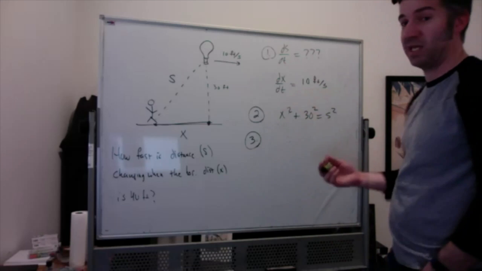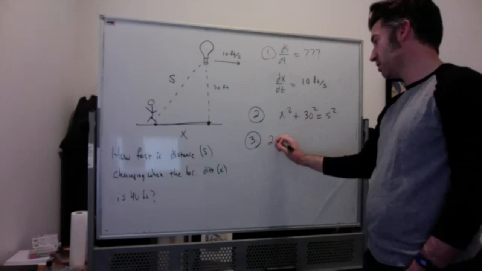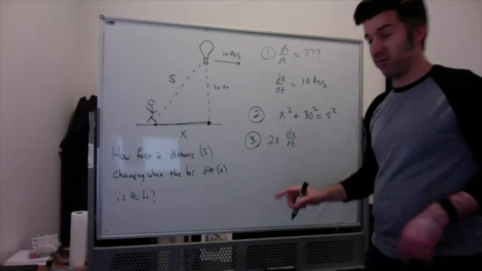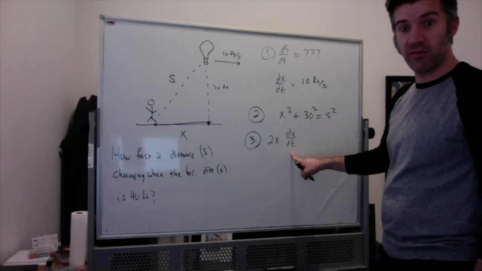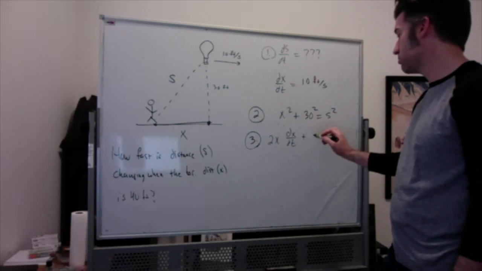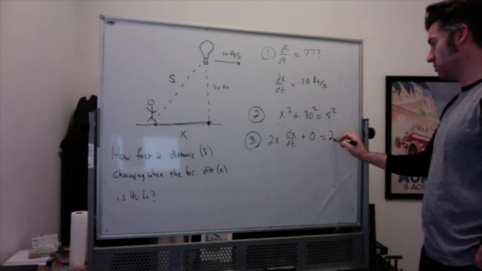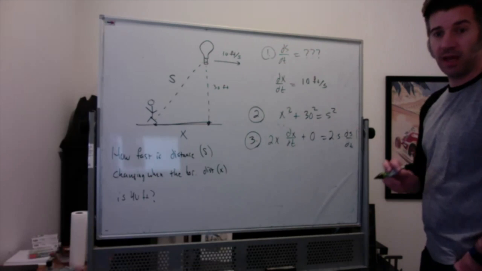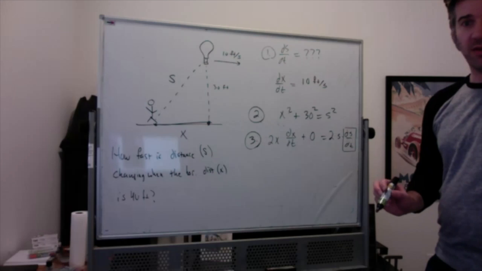So we go straight to taking the derivative implicitly. The derivative of x squared is 2x times dx/dt. Or the derivative of some stuff squared is 2 times our stuff times the derivative of our stuff. The derivative of 30 squared is 0. The derivative of s squared is 2 times our stuff times the derivative of our stuff. And then we should be able to solve for the thing we want to solve for.